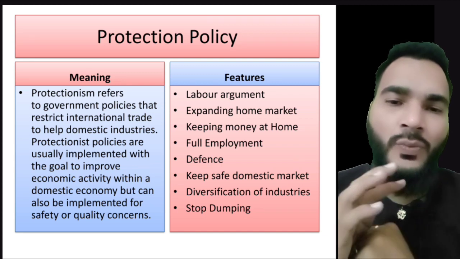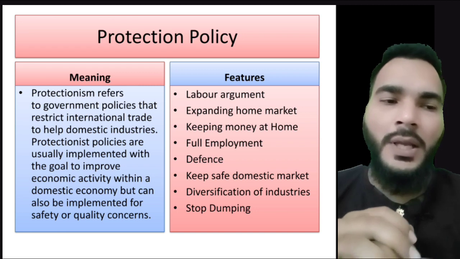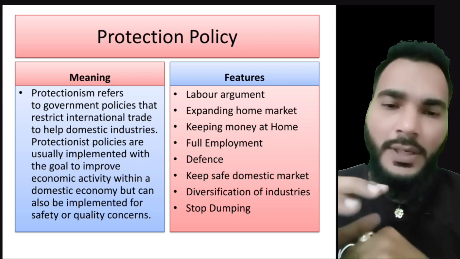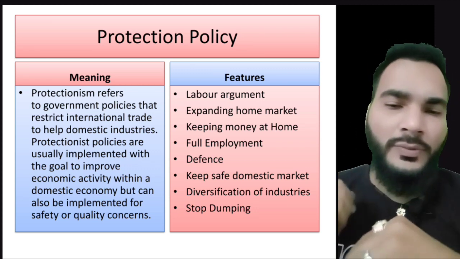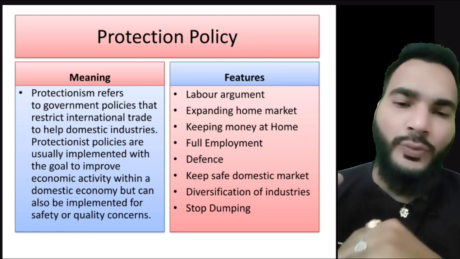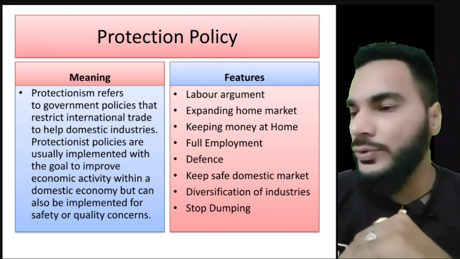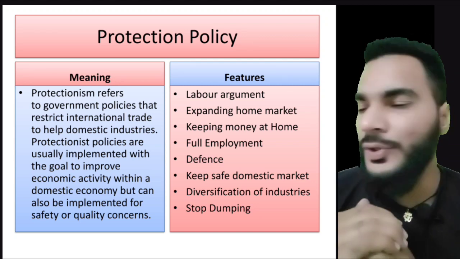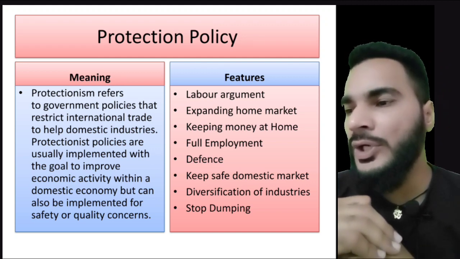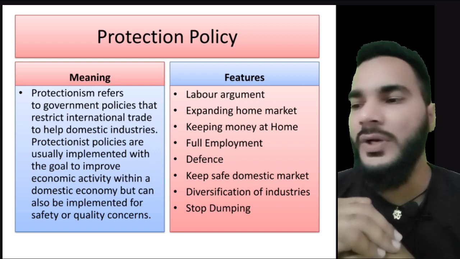So basically, why does the government put restrictions on trade? The main reason is that we should focus on the home country. If we start doing business with other countries and export all the products, what would happen at the last stage? The price of goods in the home country would increase. So that's the main reason the government follows the protection policy. Protectionist policies are usually implemented with the goal to improve economic activity within the domestic economy, but can also be implemented for safety and quality concerns.